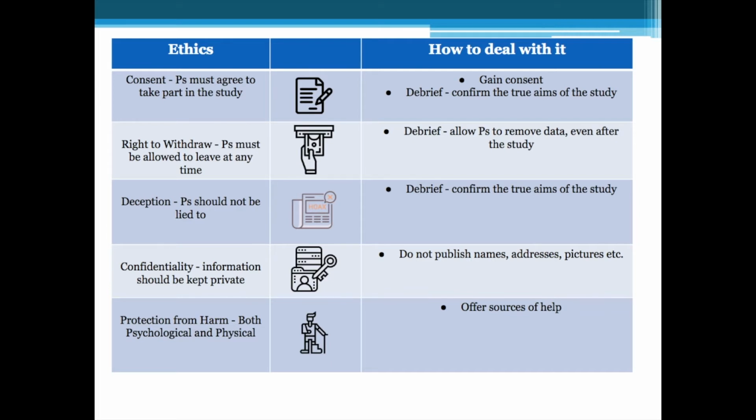Next, we've got deception. Ideally, participants shouldn't be lied to, and again, there are some times where if you tell the participant exactly what the study is about, then it might change their behaviour. So maybe you would tell them that they're taking part in a memory study rather than the study they're actually taking part in, such as obedience, which is Milgram's study. But what you should do is debrief them at the end and tell them the true aims of the study, and then this links to right to withdraw. So all of these ethical guidelines link to one another.